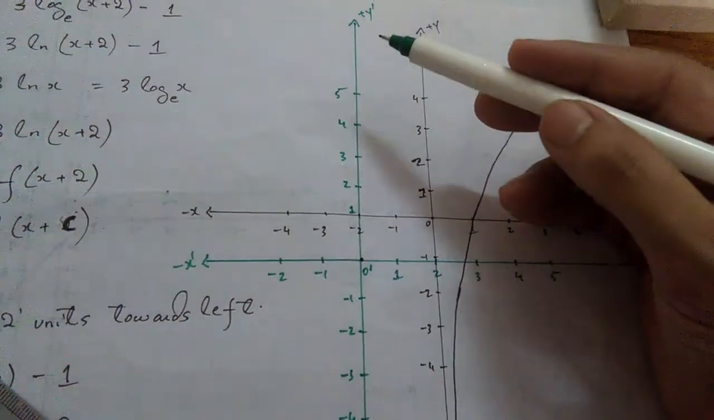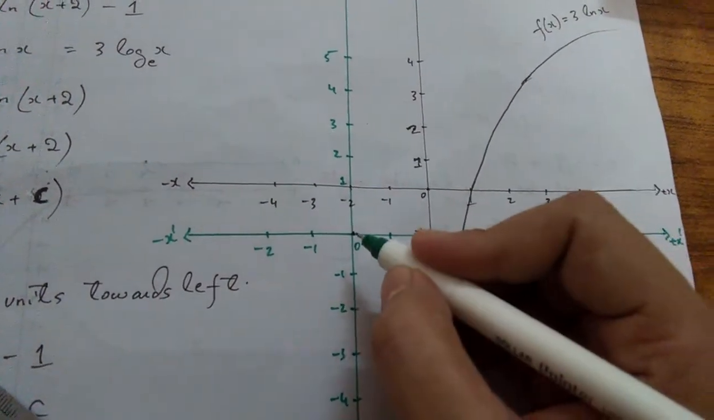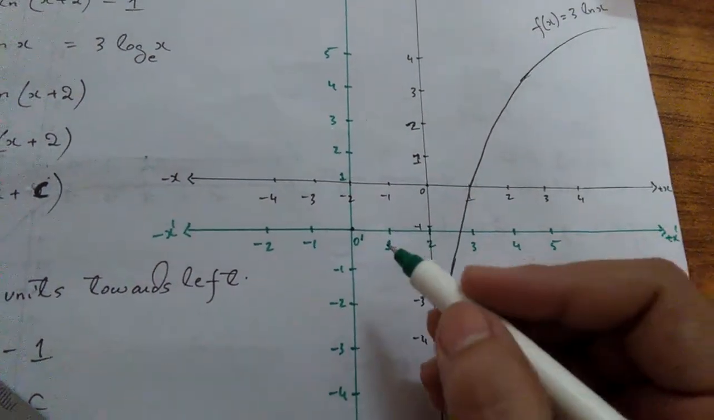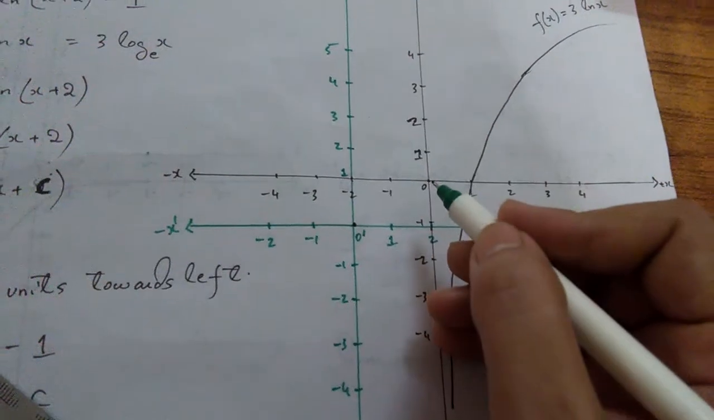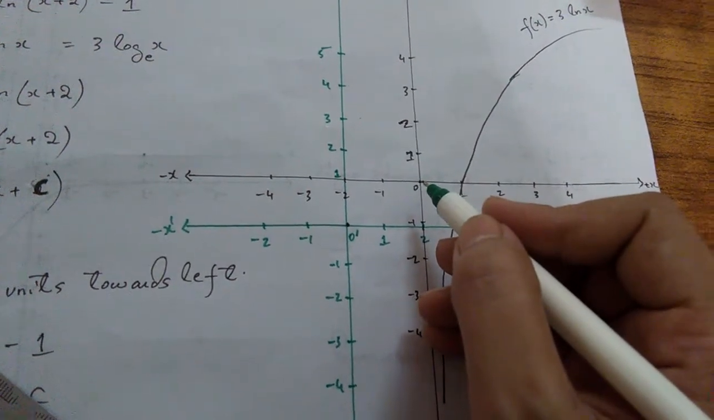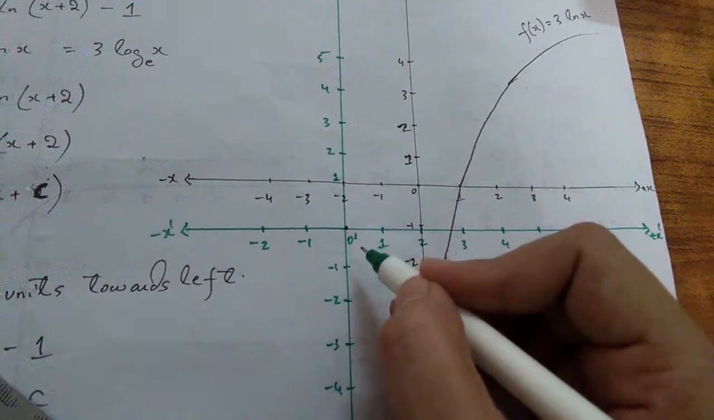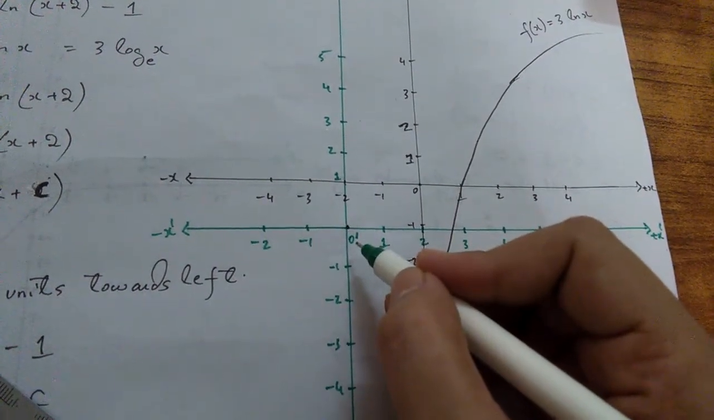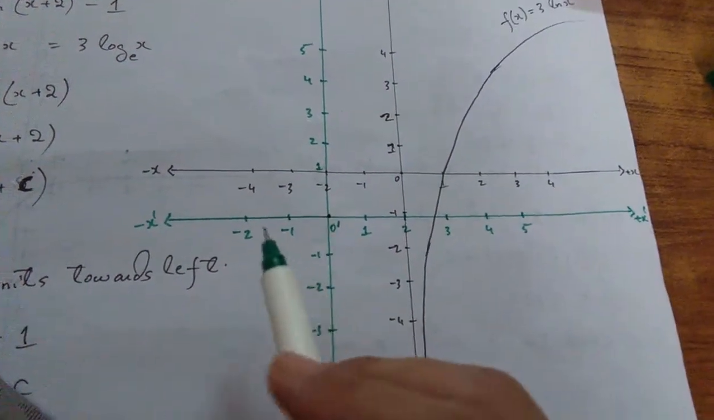Okay, now the new reference axes I've just drawn are based on this new origin point. It has been obtained by shifting this point 2 units left and 1 unit downwards. This is my new origin. I've represented it with O dash, or O prime, as we just call it.